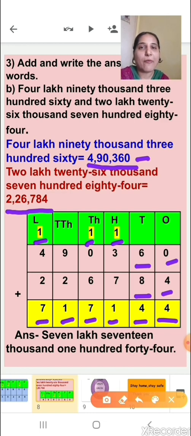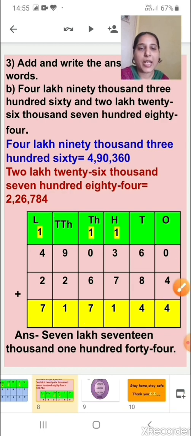Now the answer you have to write in words. So the answer is, can you read this number, children? The number will be 7,17,144. That you have to write in words. Okay. Now let's move to the next question. You understand this one? First we have to write these numbers which are given in words. First we'll convert them into numeral, and then we have to add them, and after getting the answer we have to write them in words. Okay. Now let's move to the next question.